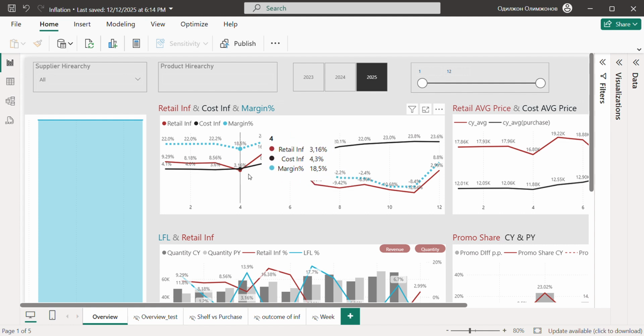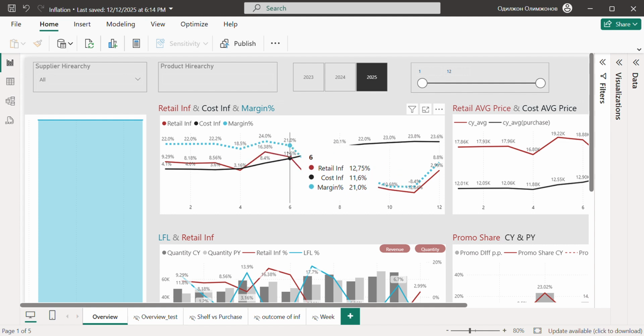The black one is the inflation of cost price. So in retail, cost price is the price in which company buys products from distributors, right? So the red one is retail inflation, shelf price inflation, let's say. The blue one is a year-over-year change of margin, specifically margin percent.